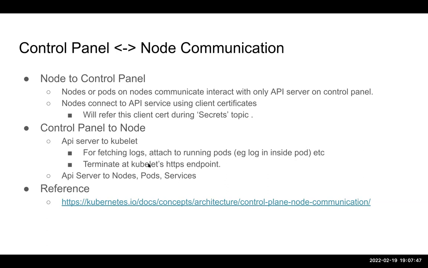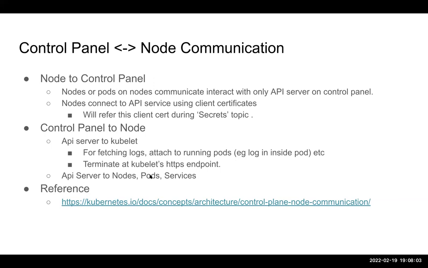It terminates it there, and after that, it's a local call. Kubernetes will just delegate it, and kubelet will do whatever that call is asking. So API server to nodes. API server can connect to nodes also.